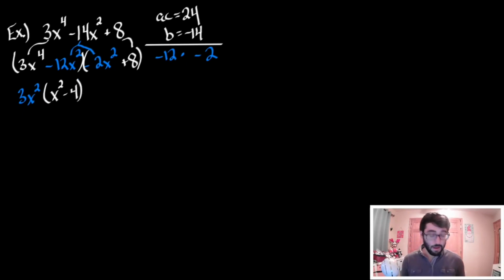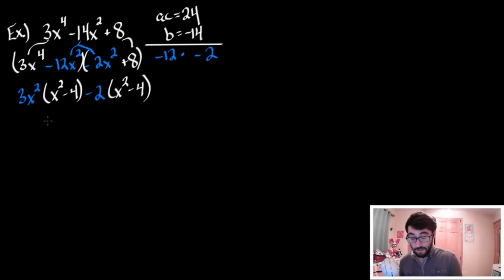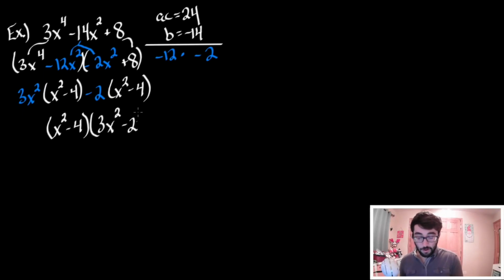Now in our second group, I can take out a negative 2, which will leave me with negative 2 times x squared minus 4. And as you can see, we are factoring this correctly because we have a common factor of x squared minus 4. Since it's a common factor, I can factor it out to get x squared minus 4, and my other binomial is going to be the leftovers out in front, 3x squared minus 2.